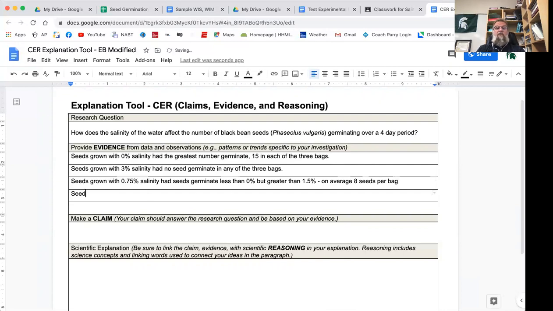And seeds grown with 1.5% salinity grew less than the 0.75% salinity, but slightly better than the 3% salinity. On average, 1 seed per bag.